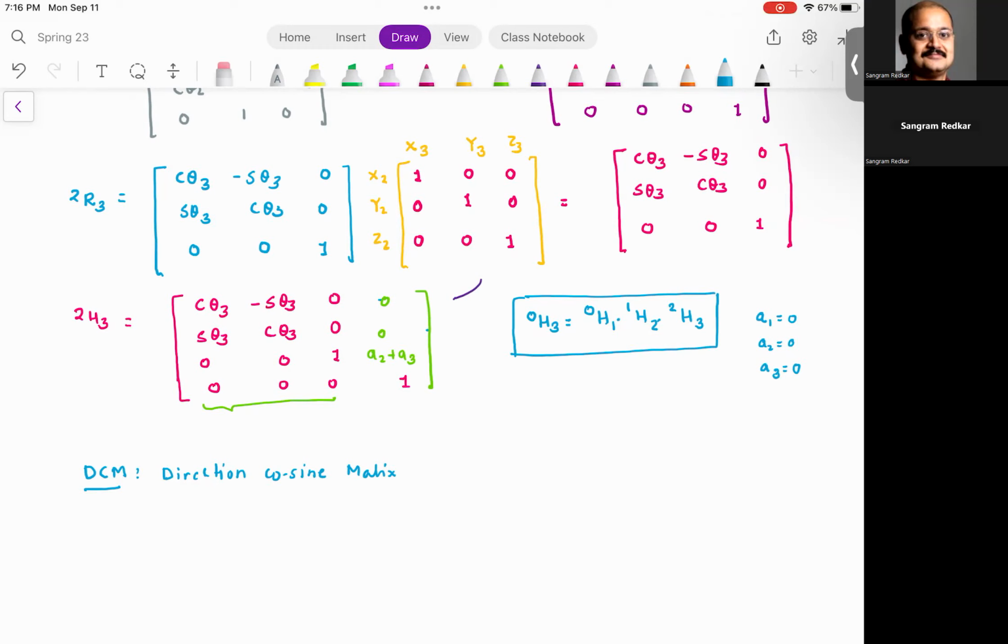Because this is going to be a very important result even in robotics or in aircraft navigation control. This will give you a direction cosine matrix. theta 3, 0, and then finally you are going to have 0, and 1. And then you can say H03 is equal to H01, H12 multiplied by H23.